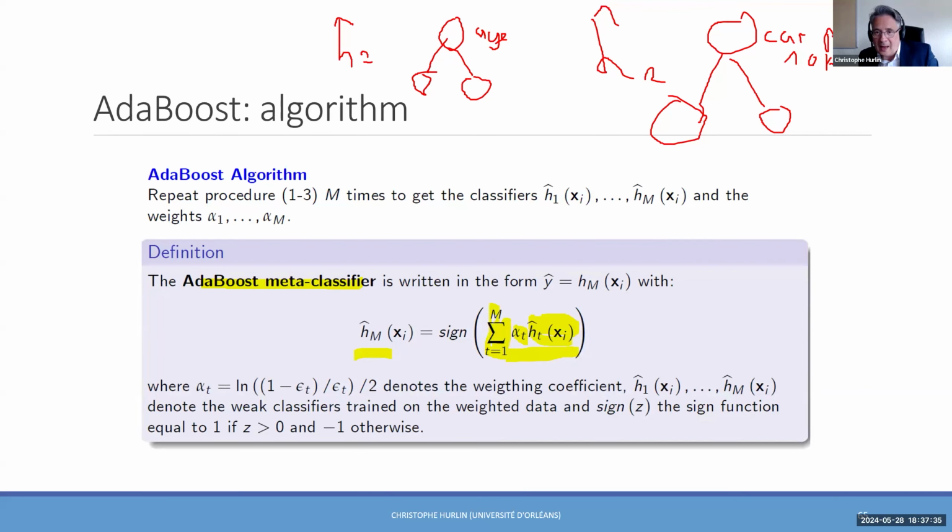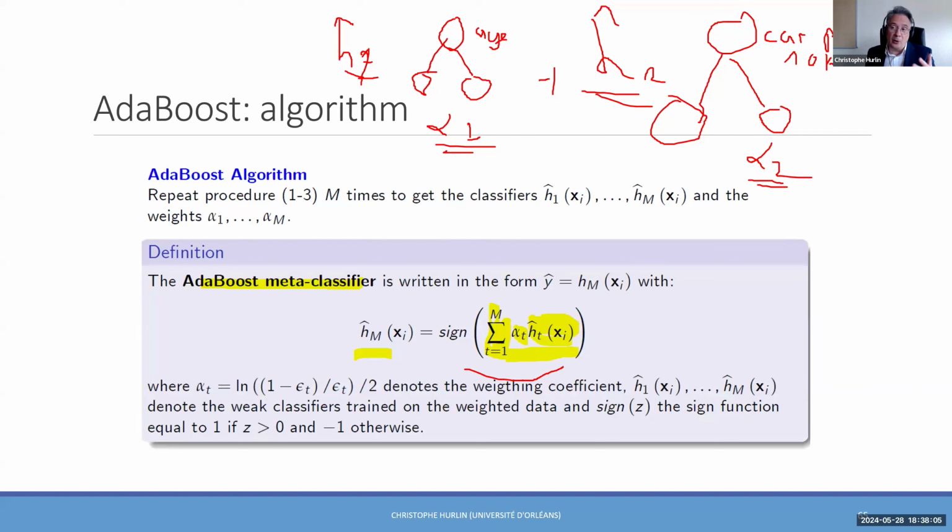And so I have an error rate, alpha 1, alpha 2, and my model at the end is simply the sum of the decision given by this model, H1, times the error rate alpha 1, plus the decision given by this simple model times the error rate given by this model, etc. Is there any question?